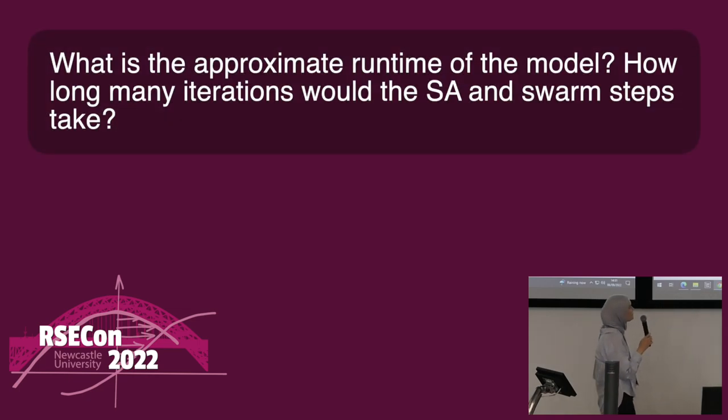Should I answer that one? Sure. Approximate runtime of the model, how long? Yeah, so this is a good question. My model takes on the order of seconds for 1D, possibly up to a minute in 2D. So for the sensitivity analysis, depending on the number of parameters you have, it does require several thousand model runs. So that could be a limit if you don't have access to a huge number of cores or clusters. It could be a limit.